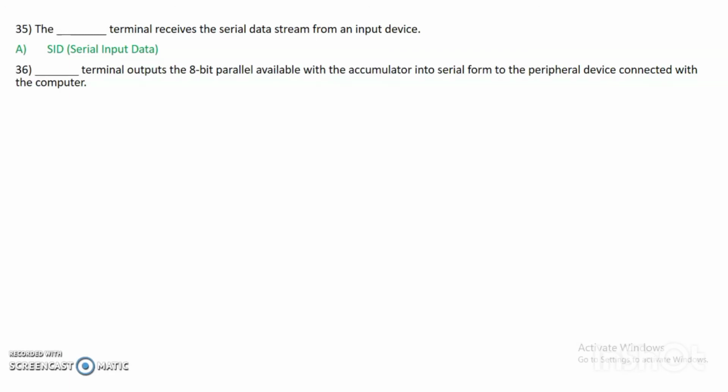Bit number 36. The dash terminal outputs the 8-bit parallel data available along with the accumulator into the serial form to the peripheral device connected with the computer. So the answer will be serial out data. This SOD terminal outputs the 8-bit serial data along with the accumulator into the serial form to the output device which is connected to the computer.